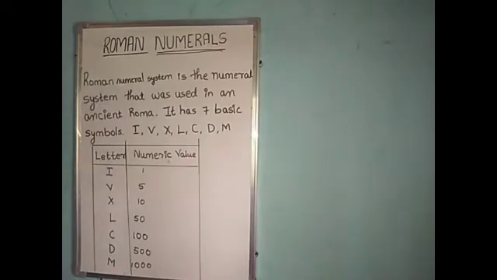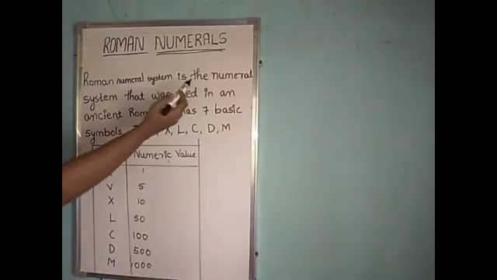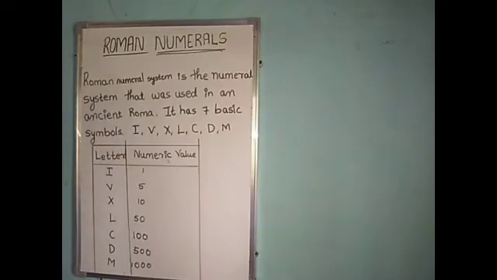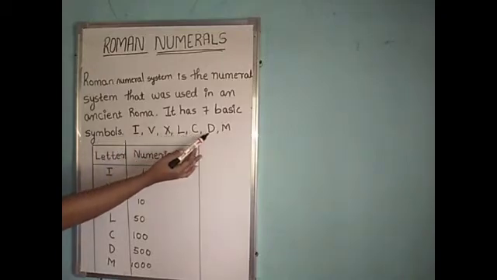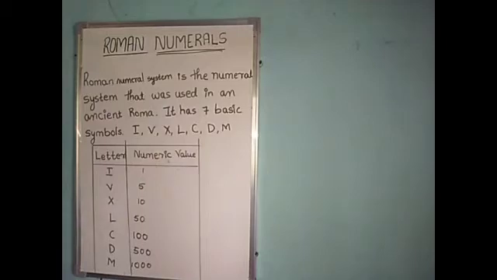What do you mean by the Roman numeral system? The Roman numeral system is the numeral system that was used in ancient Rome. How many basic symbols does it have? It has 7 basic symbols. What are those? I, V, X, L, C, D and M.